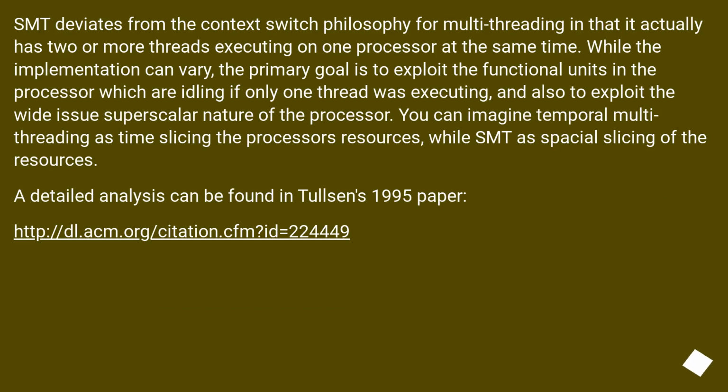SMT deviates from the context switch philosophy for multi-threading in that it actually has 2 or more threads executing on one processor at the same time. While the implementation can vary, the primary goal is to exploit the functional units in the processor which are idling if only one thread was executing, and also to exploit the wide-issue superscalar nature of the processor. You can imagine temporal multi-threading as time slicing the processor's resources, while SMT is spatial slicing of the resources. A detailed analysis can be found in Chulson's 1995 paper. This URL.